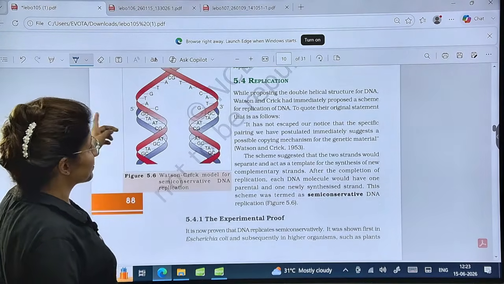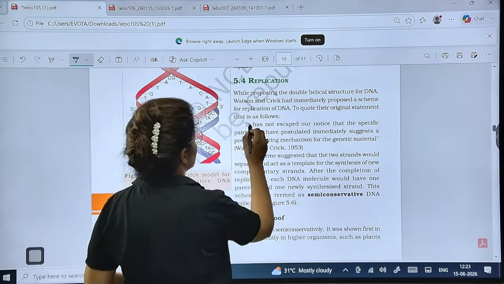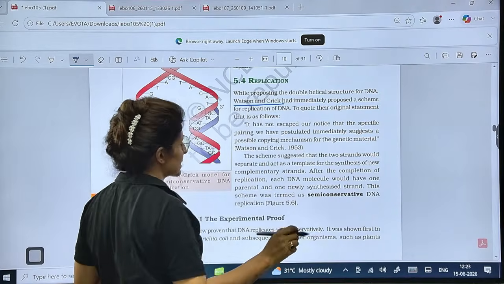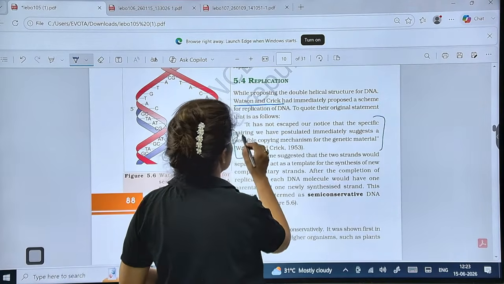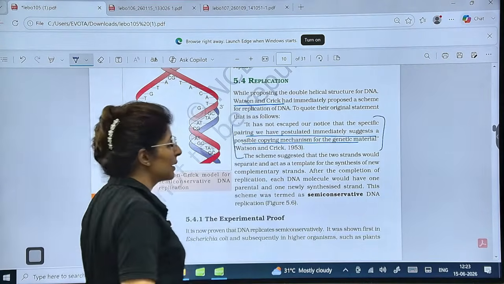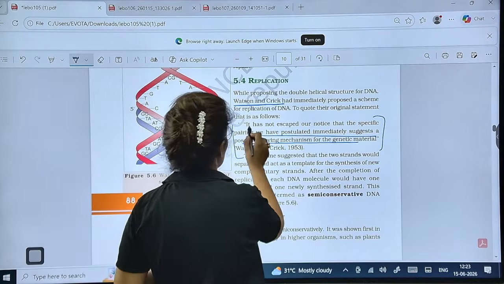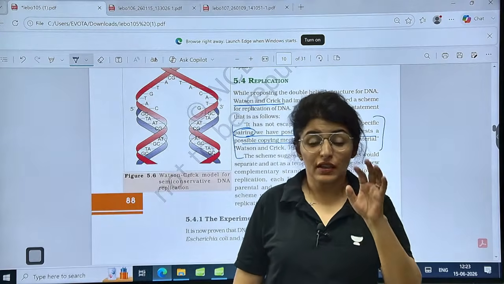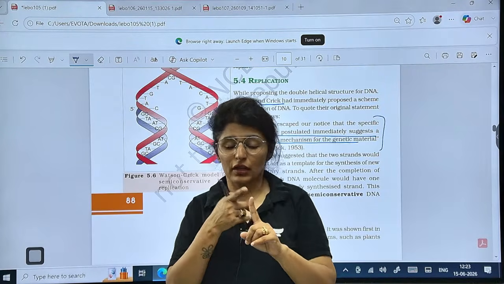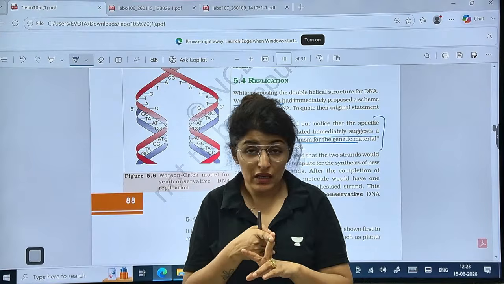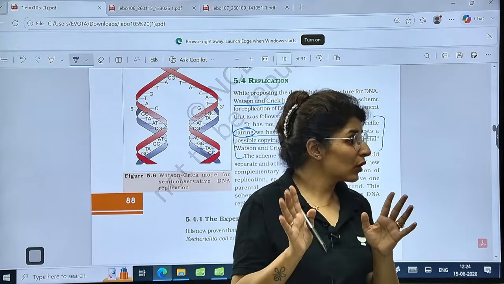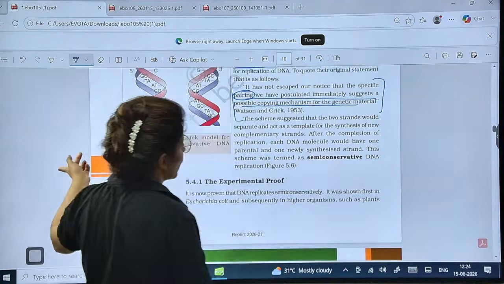Are these points clear? Then this line on replication was given by Watson and Crick. To quote their original words: it has not escaped our notice that the specific pairing we have postulated immediately suggests a possible copying mechanism for the genetic material. So what are we talking about? We are talking about base pairing, which we are going to see during 1, replication, 2, transcription, and 3, when tRNA binds to mRNA. The genetic code will not follow the base pairing rule.